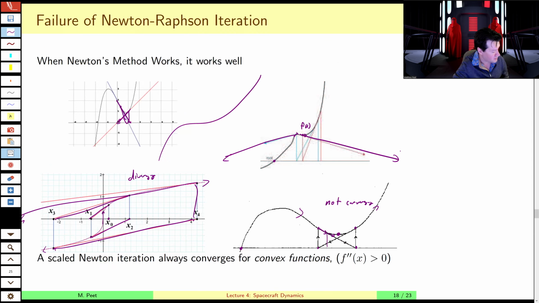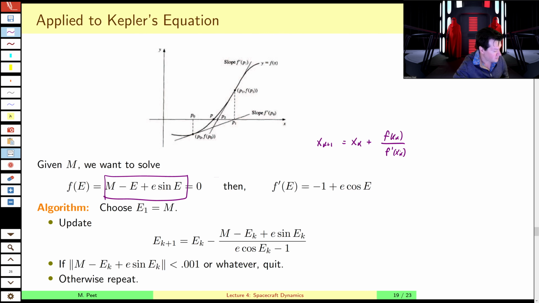Minus, yeah, I thought so. Yeah. So there's a minus sign there.